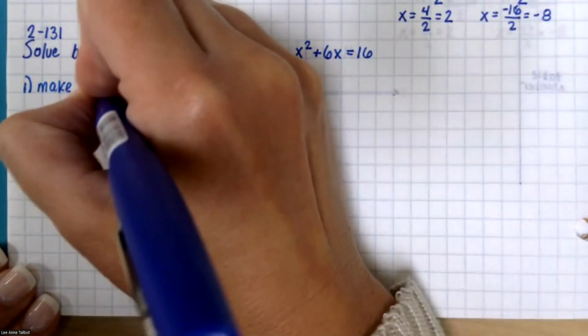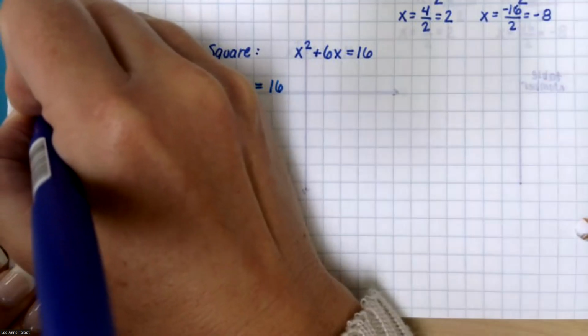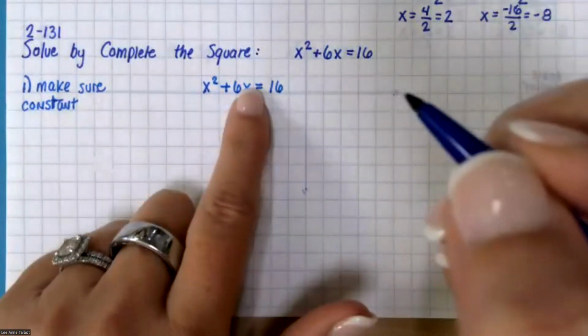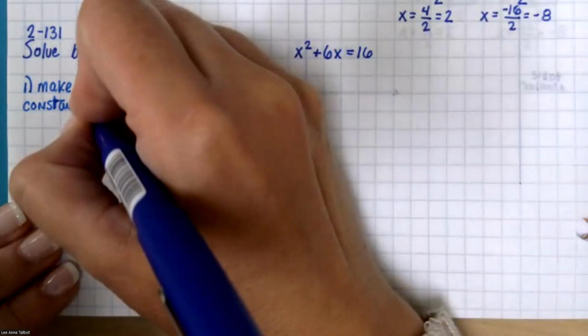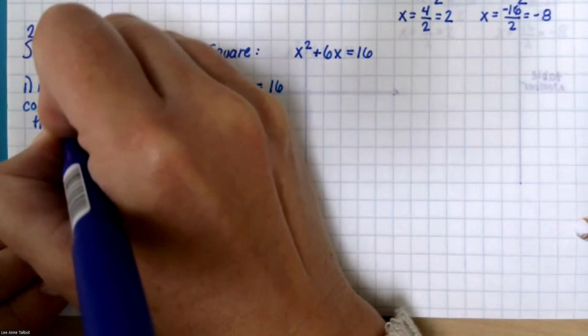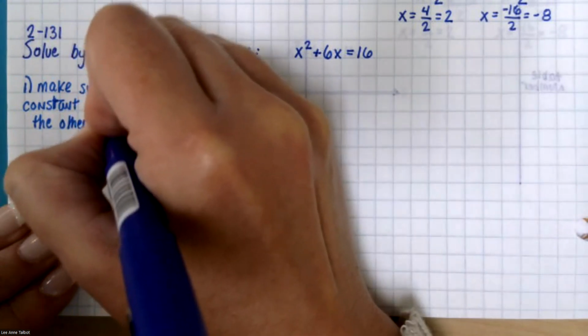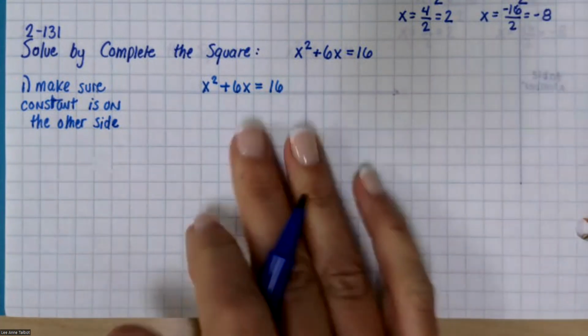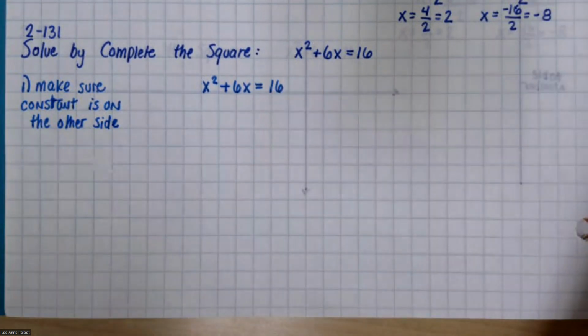make sure constant. Do you guys know what I mean when I say constant, like the C term? Make sure the constant is on the other side. This one's already like that. The 16 is already on the other side.